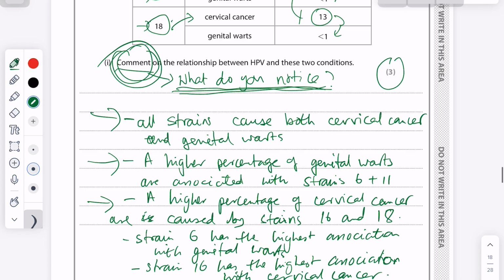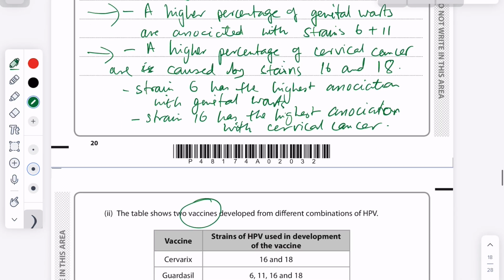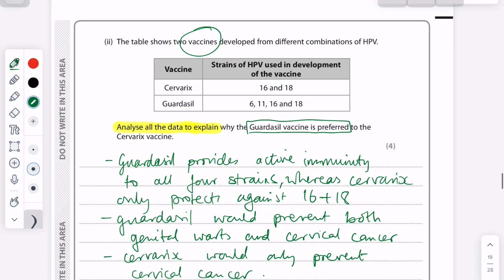So I've said at least 3 things that I've noticed. All right, then the table shows 2 vaccines. This is taking us to vaccines now, immunity and that kind of thing, developed from different combinations of HPV. So we've got 2 vaccines. Cervarix is made using 16 and 18, and Gardasil is made using all 4 strains.